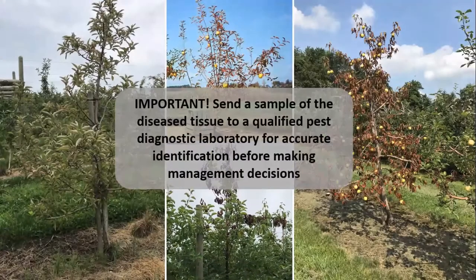So all this is said because it's very important to stress that visual observations are sometimes not enough. If you're seeing signs of limb dieback or tree collapse, it's suggested that you send a sample of the diseased tissue to a pest diagnostic lab for accurate identification before you make any sort of management decisions. Because unfortunately, this could be a very expensive mistake if it's misidentified.